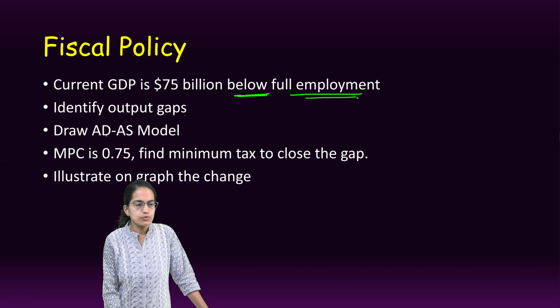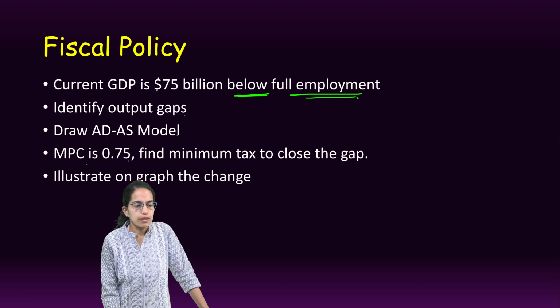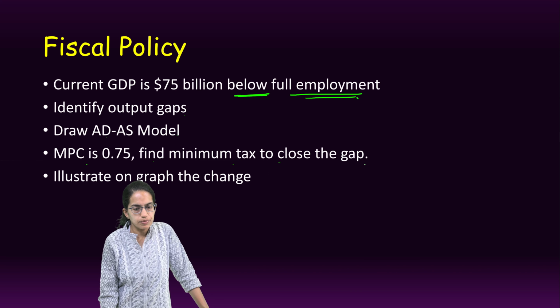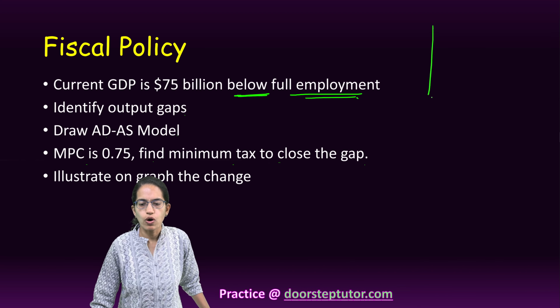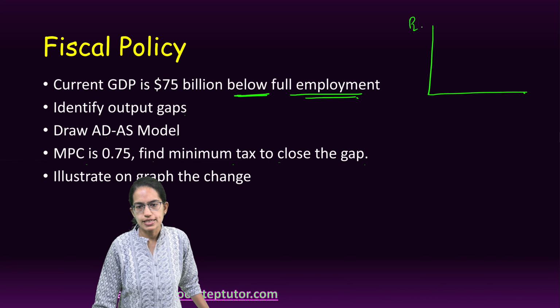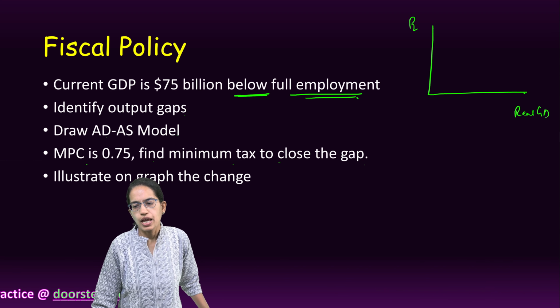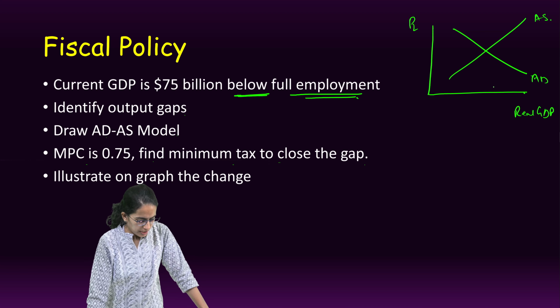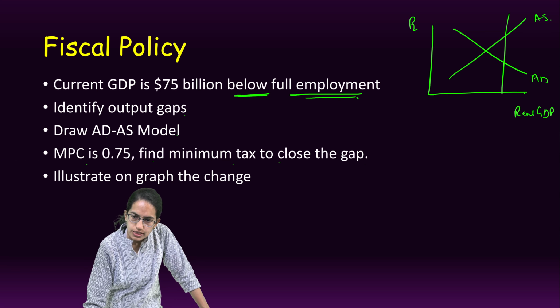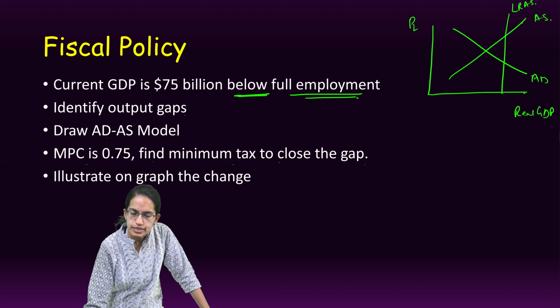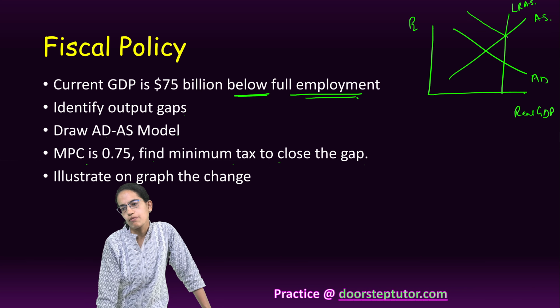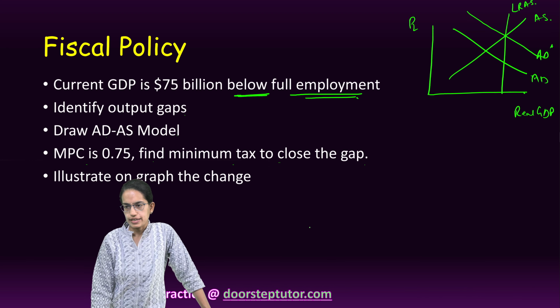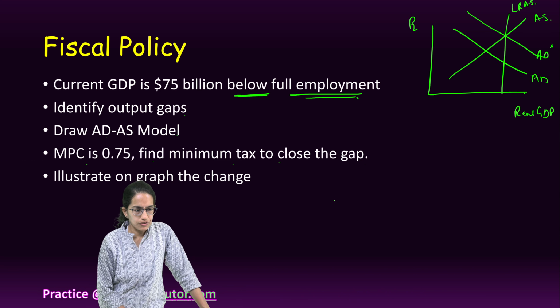Identify the output gaps, draw the AD-AS model. If the MPC is 0.75, find the minimum tax change to close the gap and illustrate the change on the graph. So first of all, there would be a graph between price level and real GDP, and this graph would show the aggregate demand and the aggregate supply in the short run. Now when there is a recessionary gap, this is the long run aggregate supply. In order to close this gap, we would have to increase the aggregate demand. So that's a few of the things that we have identified.